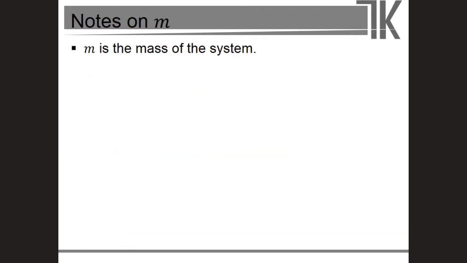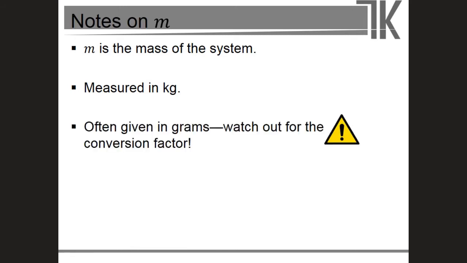M is the mass of the system, and like everything else that we do in physics, it's measured in kilograms. But do be careful with this one. It's often given in grams. You really need to watch out for that conversion factor. Sort of everyday stuff is grams, right? If you think about your cup of tea or your cup of coffee, or you bring in a cooler with some ice, we're probably going to have grams and not kilograms. So you might want to put an asterisk next to mass and just say watch out for grams there.